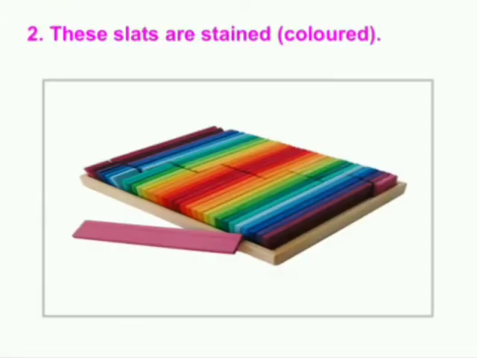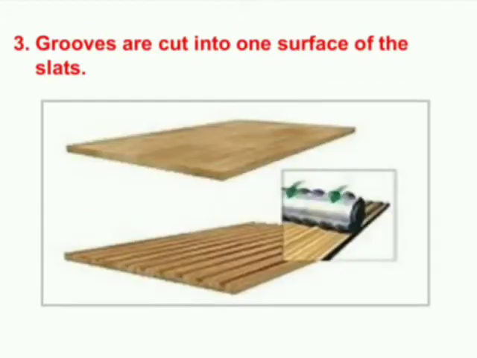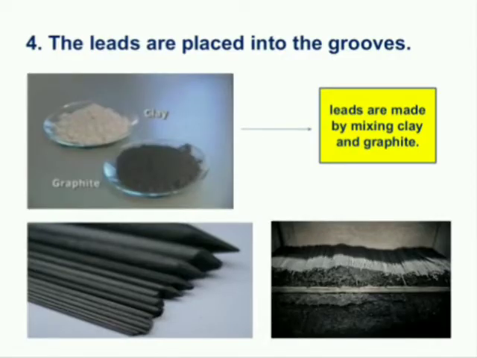Then these slats are stained or colored. That is, a color is applied on the slats. Then after, grooves are cut into one surface of the slats. That is, the slats are cut under a cutting wheel and a special elastic glue is filled in the grooves. The leads are then placed into the grooves.